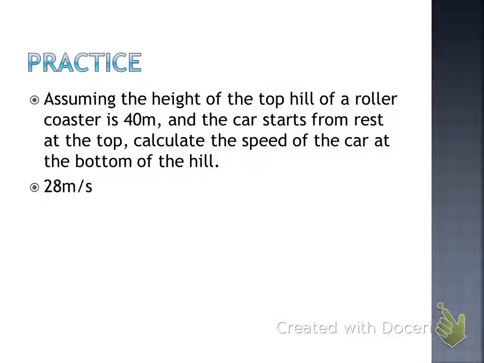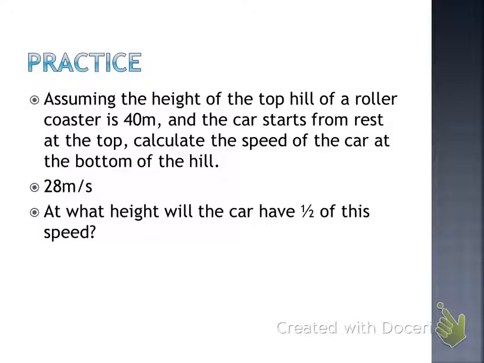All right, good. Keep this one in mind. Okay, so at what height will the car have half of this speed? So if its maximum speed is 28 meters per second at the bottom of the hill, at what height would it have half of that speed? How many of you automatically think 20 meters? It'd be too simple, right? Yeah, that's too easy. All right, so we have to actually calculate it, half that speed, okay?